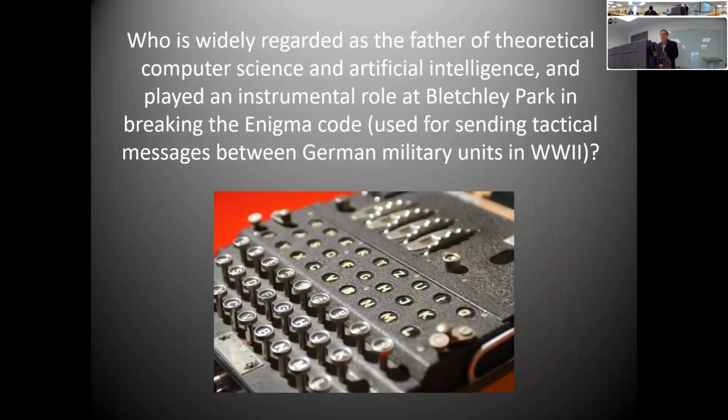Okay, now we're getting closer to cryptography. Who is widely regarded as the father of theoretical computer science and artificial intelligence, and played an instrumental role at Bletchley Park in breaking the Enigma code? The Imitation Game, I know the movie. Do you remember the name of the person? Can we give a hint? He has a test named after him. That's right, you got it.